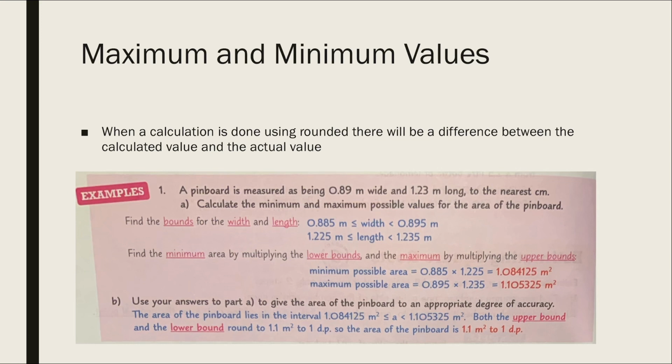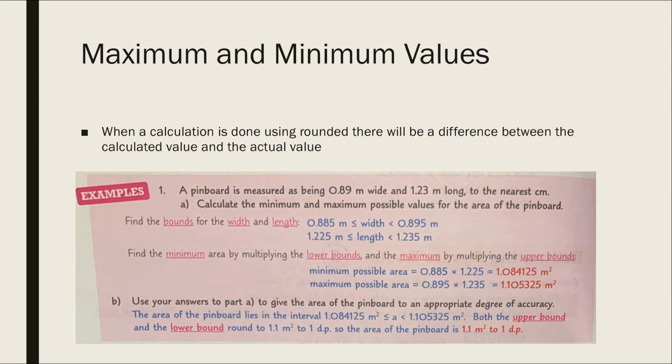Next, let's look at maximum and minimum values for calculations. When a calculation is done using rounded values, there will be a discrepancy between the calculated value and the actual value. So here's an example for us to look at. The question states that a pinboard is measured as being 0.89 meters wide and 1.23 meters long to the nearest centimeter. Calculate the minimum and maximum possible values for the area of the pinboard.